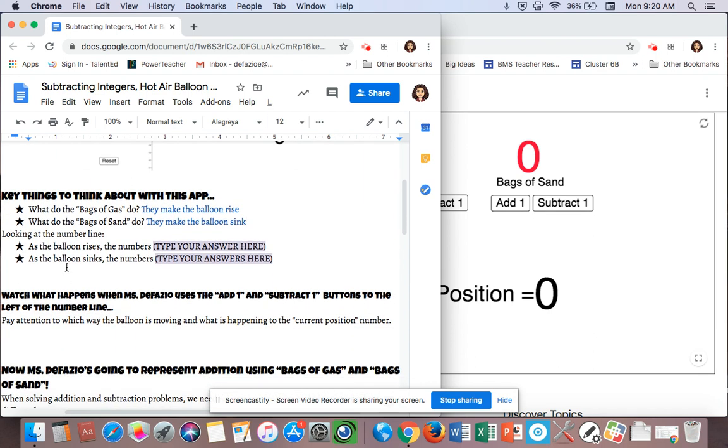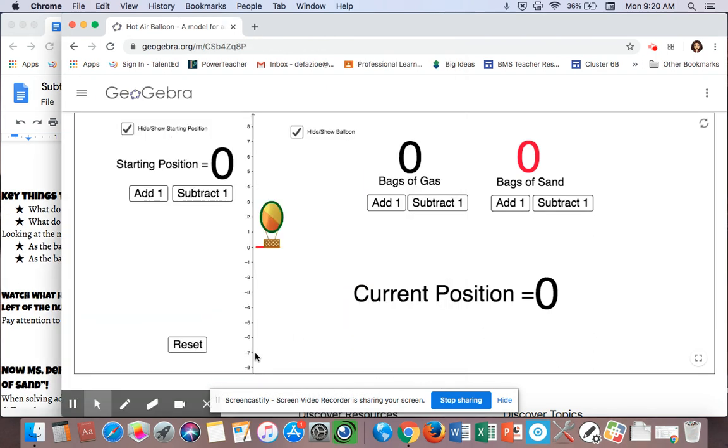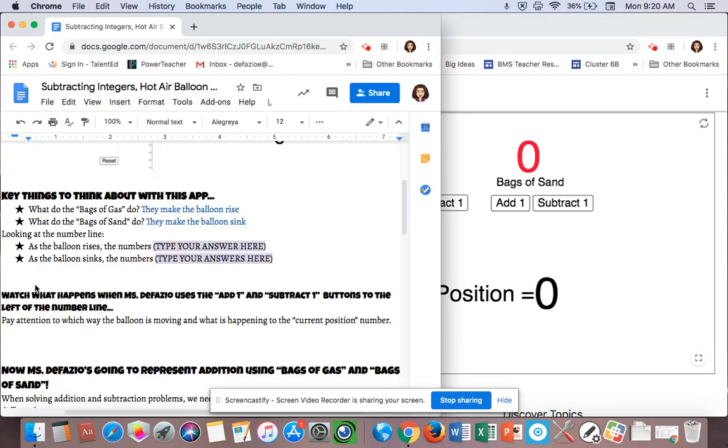Now, if you look down, it says looking at the number line, because I don't know if you noticed, but there is a number line right here. Number lines are not going away. They're super helpful. And while the hot air balloon is helpful on its own, we still need this number line to really see the integers that this balloon is going to.